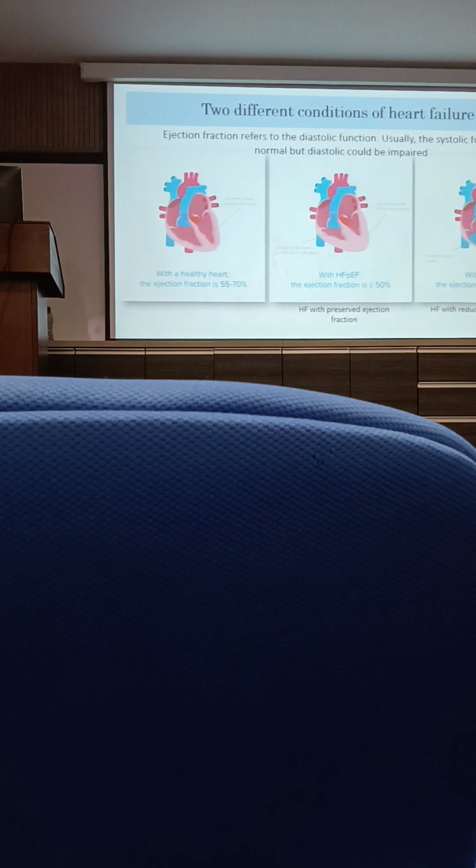So in a normal healthy heart, the ejection fraction is 55 to 70%. The ventricle relaxes and then it pumps in the systolic function and pumps out the blood from the heart, either to the lung or to the systemic circulation. In a condition called heart failure with preserved ejection fraction, the ejection fraction is still 50%, more than 50%.